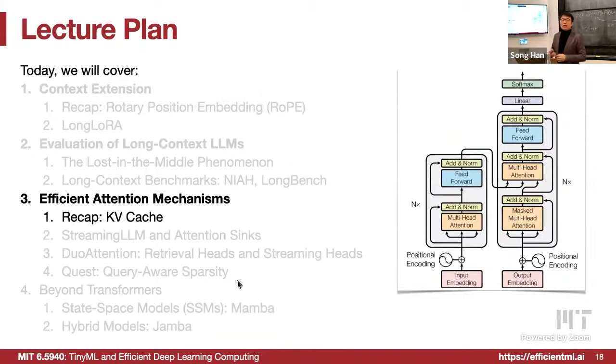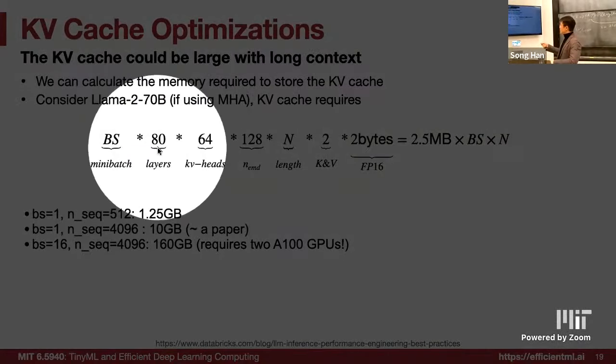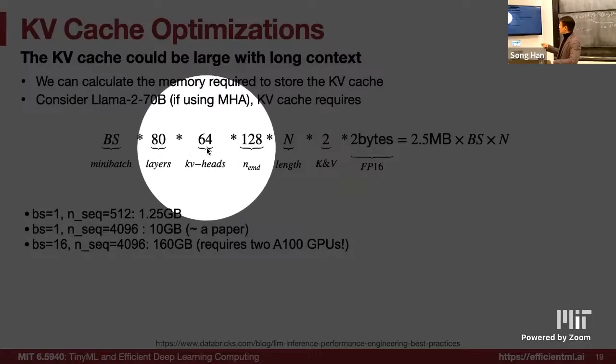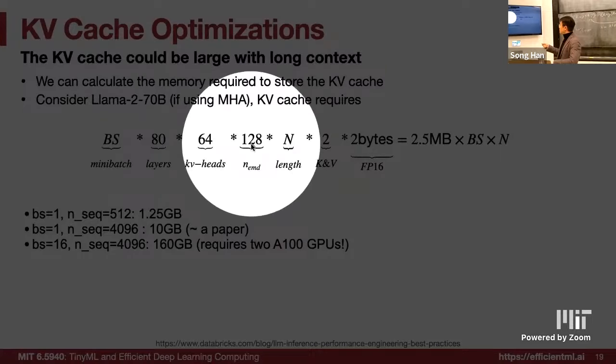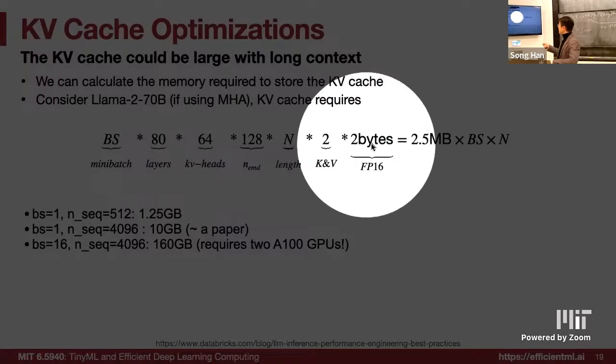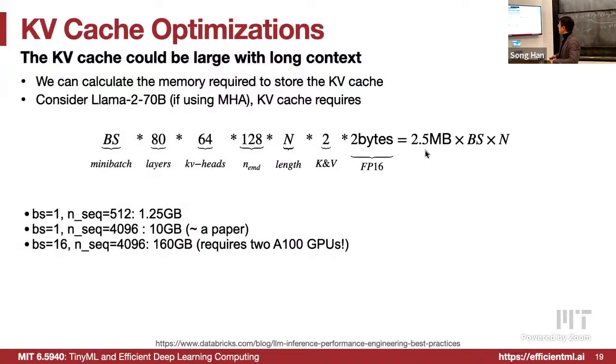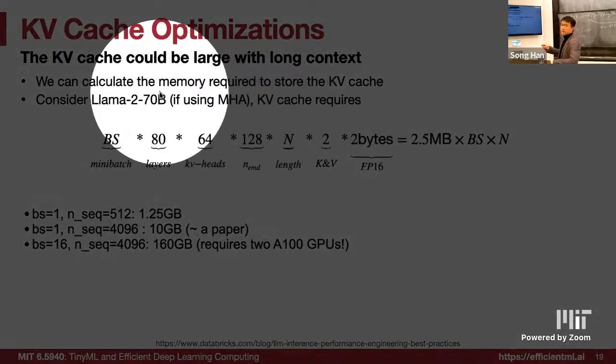Given those benchmarks, let's see how we improve the inference of long context large language models. Let's first recap the concept of KV cache, which we learned in the previous lecture. The KV cache grows linearly as the number of tokens increases. So it's multiplying the mini batch size, the number of layers, number of KV heads, the dimension of the embedding, the length of the sentence, K and V, two elements, and the precision. Okay, so it's 2.5 megabytes for each token in the 70 billion parameter model.